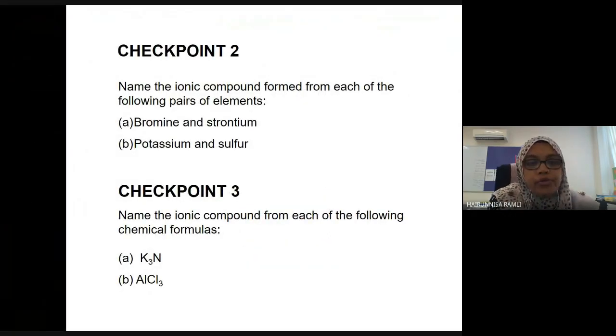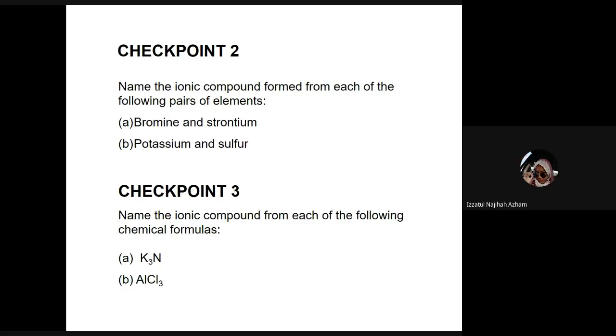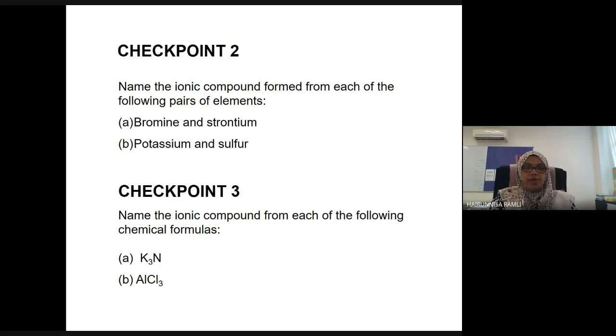so look at this checkpoint 2 and checkpoint 3. So name the ionic compound from each of the following pairs of elements. So between bromine and strontium, what is the possible name for this compound? Can you give me the answer? Strontium bromide. Even though you have bromine, you have to know that strontium is the metal. Okay, so when you have strontium as a metal, strontium kena duduk kat depan lah. And you have to check strontium is actually from group what? Group two, right? So strontium is from group 2. We know that this is invariant, it has invariant charge. So you just name it as strontium bromide. So bromine will become bromide, IDE lah.